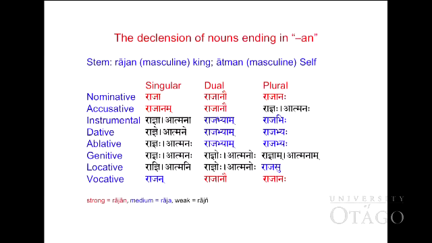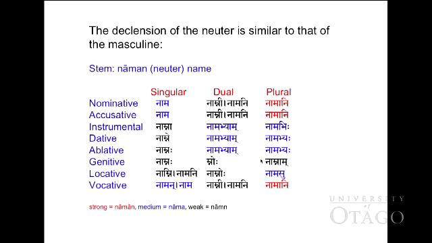So you see from this one, this is atmanaha. This is a little bit different from lashan. And the declension of the neuter is similar to that of the masculine. Let's see from naman, neuter, name.